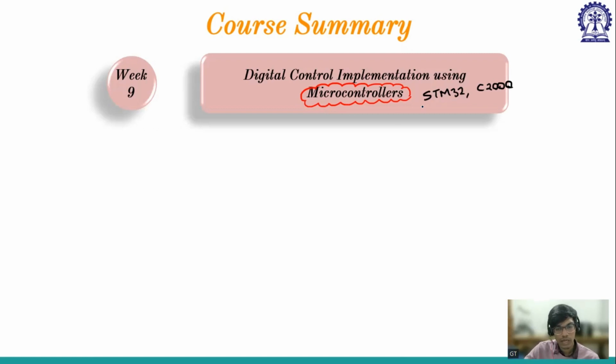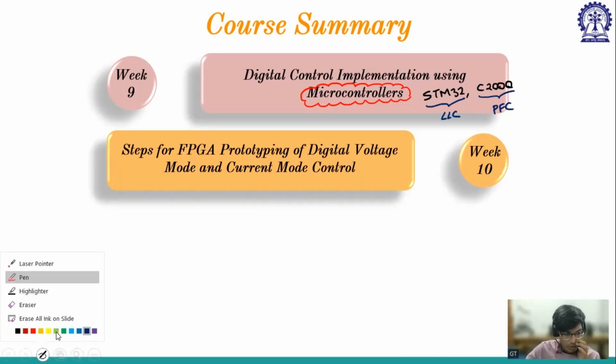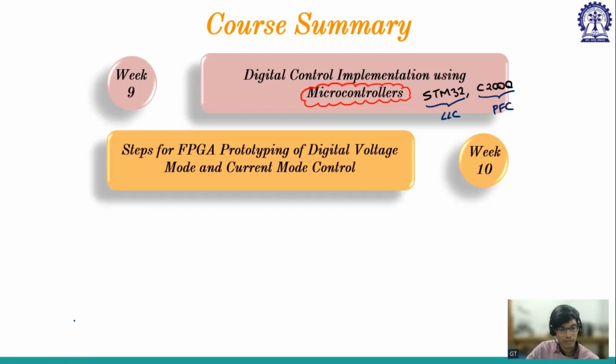In STM32, we discussed the LLC implementation, where they showed a live demonstration, and we have also seen the hardware and some details of the LLC. And the Texas Instruments people have shown their implementation of the totem pole PFC, and we have also discussed the same. And in week 10, we went through the steps for FPGA prototyping of digital voltage mode and current mode control. This is again something that we could relate to what we learned in previous weeks.